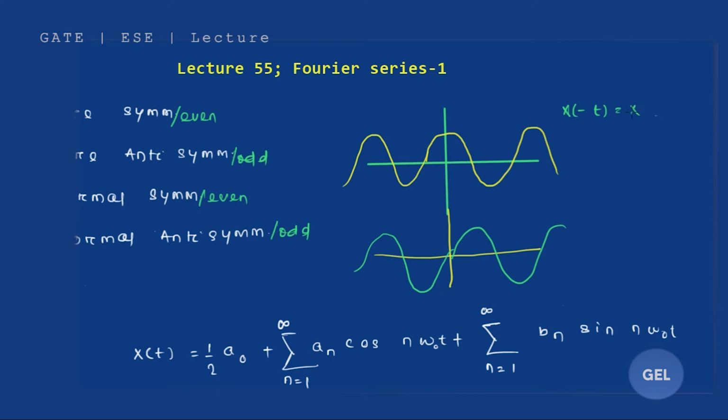That is why we call it a symmetric signal, and here x of minus t is equal to minus of x of t, sir. That is why we call it an odd signal. Okay, we know this thing. But graphically, how can you say this is symmetric? Because it is symmetric about the y-axis, and this one is antisymmetric about the y-axis.